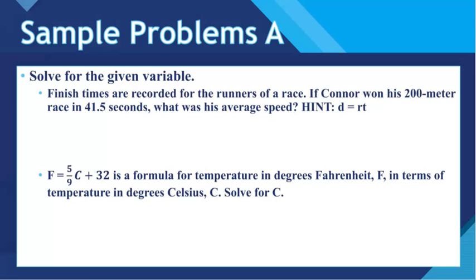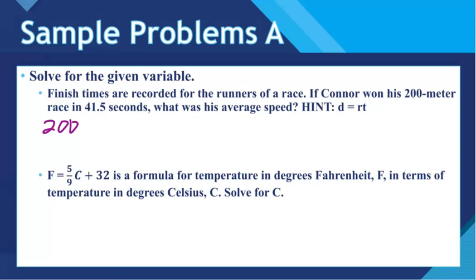So it says finish times are recorded for the runners of a race. If Connor won his 200-meter race in 41.5 seconds, what was his average speed? And here I gave you a hint, distance equals rate times time. So they gave us the distance. The distance is 200 meters, so I'm going to put that in for D.